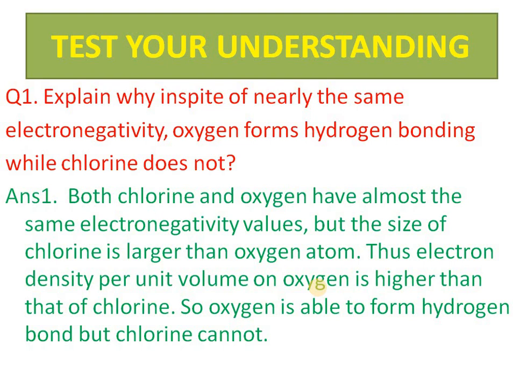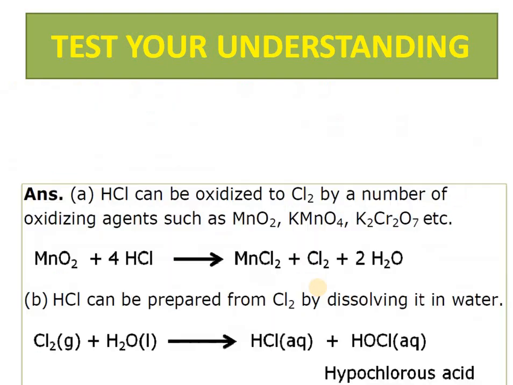Explain why, in spite of nearly the same electronegativity, oxygen forms hydrogen bonding while chlorine does not. Or we can say water is a liquid, HCl is a gas. Why? Both chlorine and oxygen have almost the same electronegativity values, but the size of chlorine is larger than the oxygen atom. Thus, charge density per unit volume: size is small, so volume will be small. Charge density means charge divided by volume. Volume is less for oxygen, so charge density is more. So water will undergo hydrogen bonding while HCl will not, because of higher atomic size and lesser charge density.